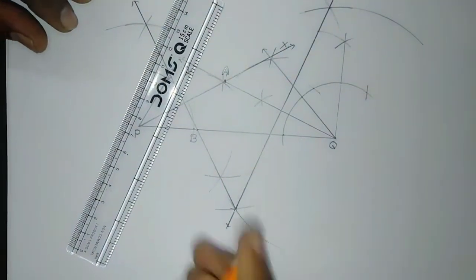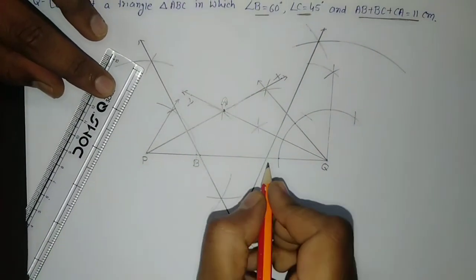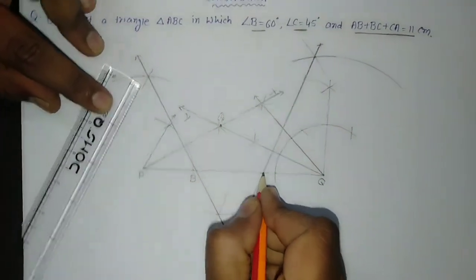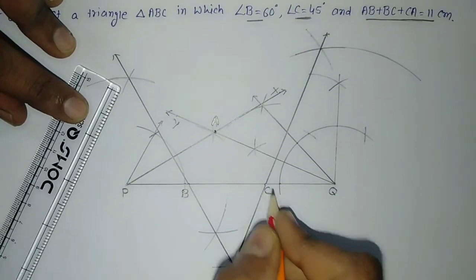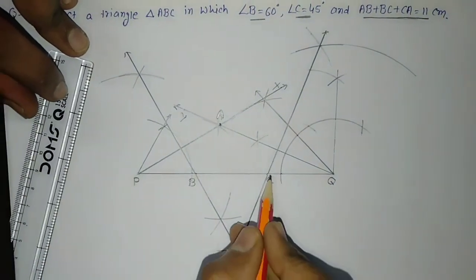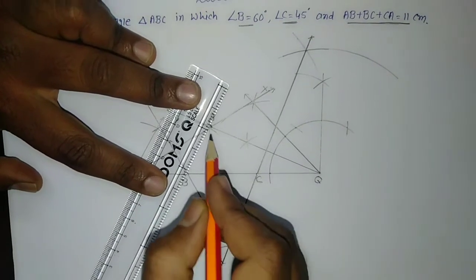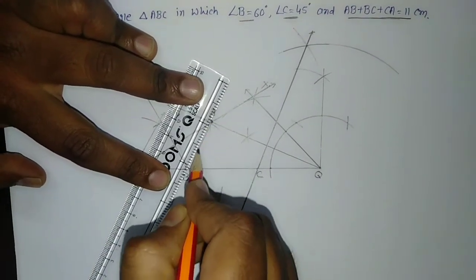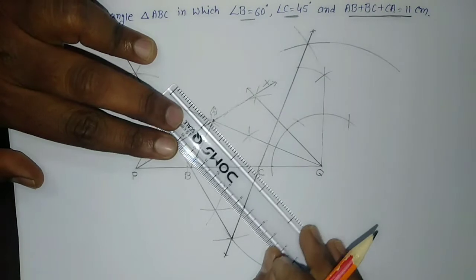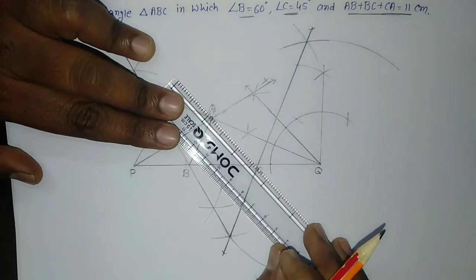Now this line intersects this line segment PQ at this point, I will give the name of that point, point C. So we got this point B as well as this point C. I will connect AB, and in the similar way I will connect AC.